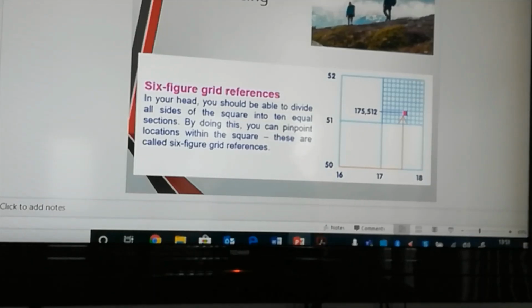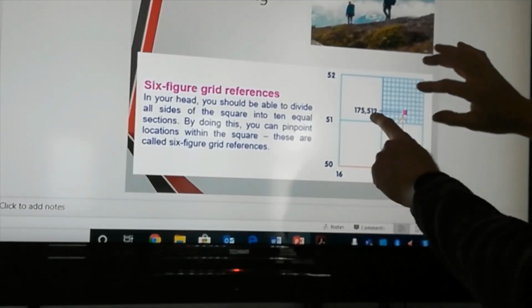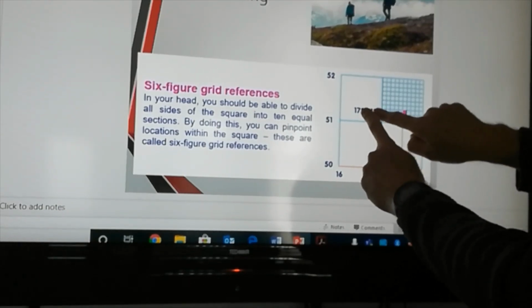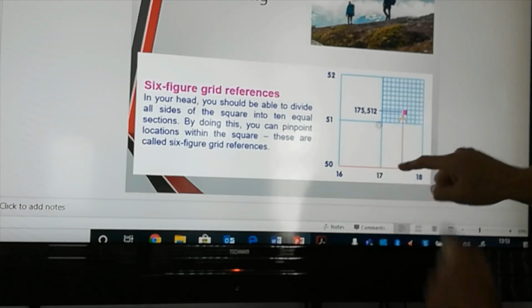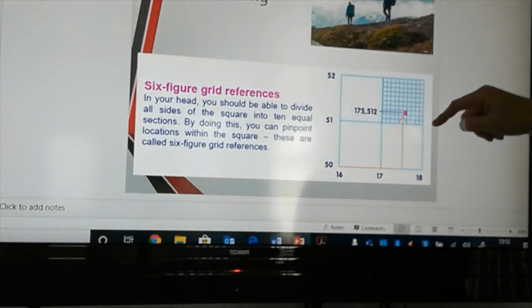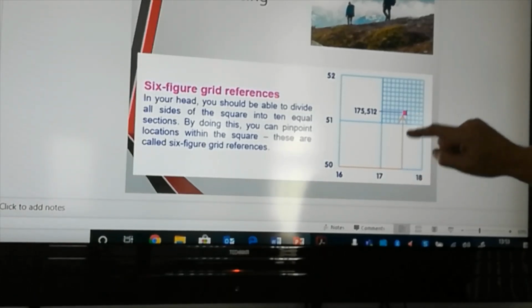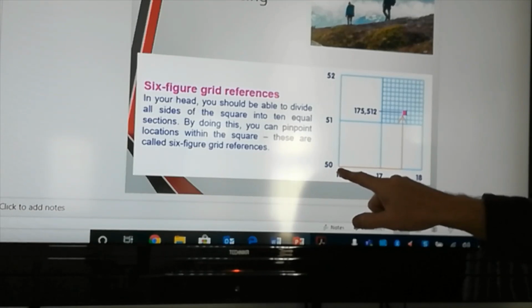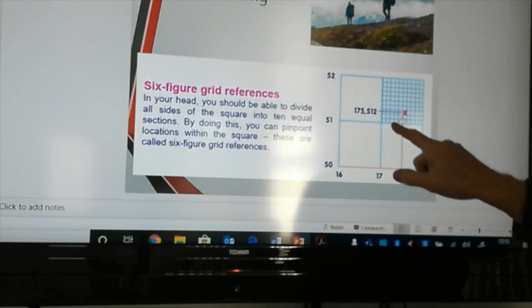That's all we did on the big map. So my 4-figure grid reference, if we take the 5 off and the 2 off, 1751, which took us to that point. But this is actually where we want to be. So I imaginarily break this square up into 10 by 10 segments. And I want to be at that segment there. So in which case we come across 17 and it's approximately in the middle. So that's going to be 5 segments in.